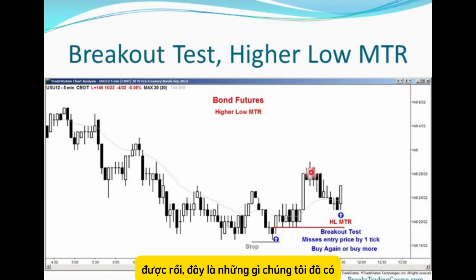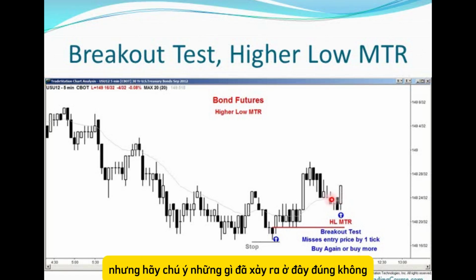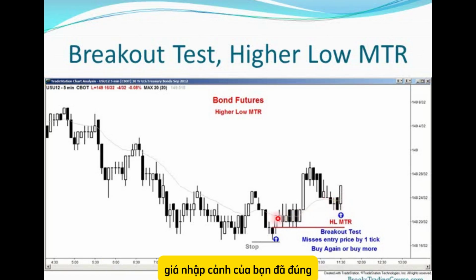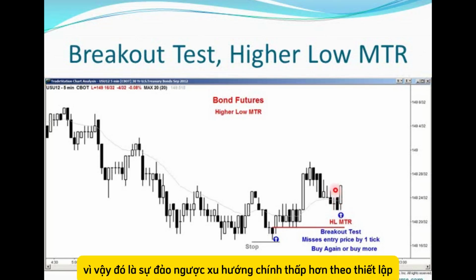Alright, so this is what we had. We had a sell-off and a reversal up. Not a very good looking signal bar, but notice what happened here, right? Your entry price was right here, and this pullback missed hitting break-even stops for the bulls.